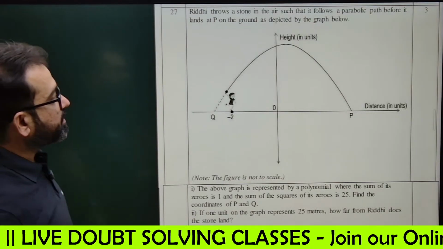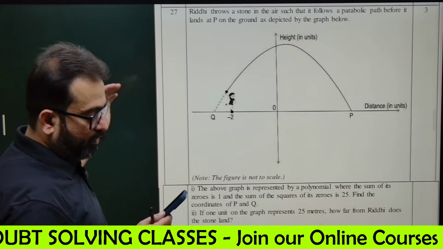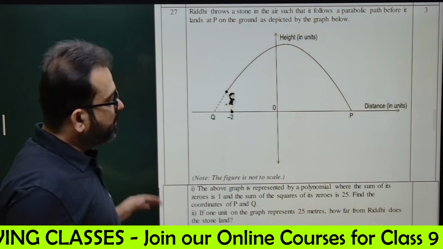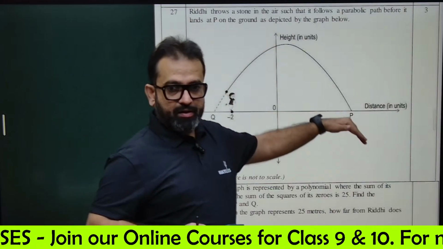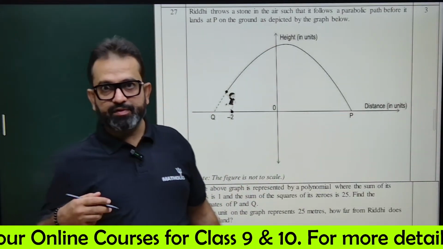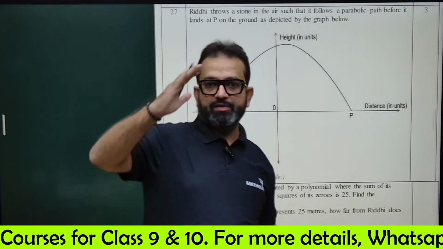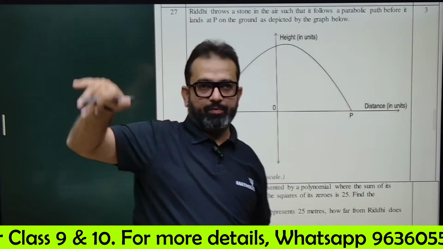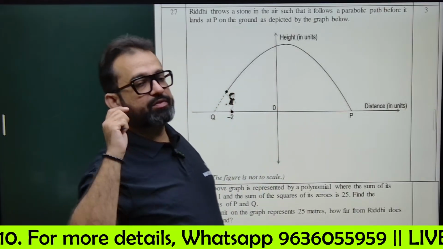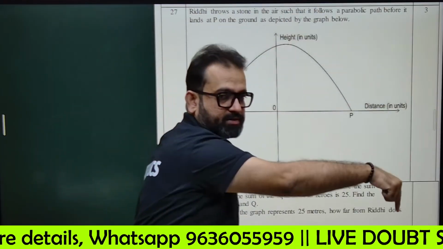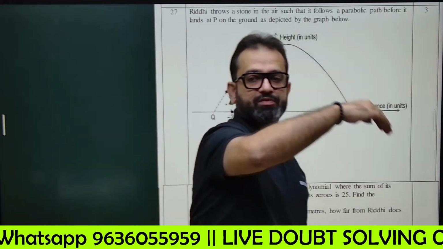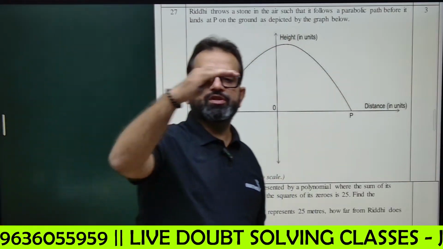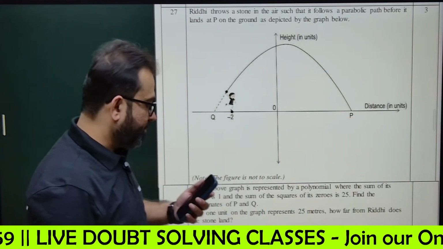Riddhi throws a stone in the air such that it follows a parabolic path. Parabolic path is what? Like this. Throwing like this. Parabola is what? You must have done the graphs of quadratic polynomials also. The graph is like this or like this. Parabola, right? If you throw a ball, imagine you are throwing a ball. It falls like this. So this motion is what? Parabolic motion.